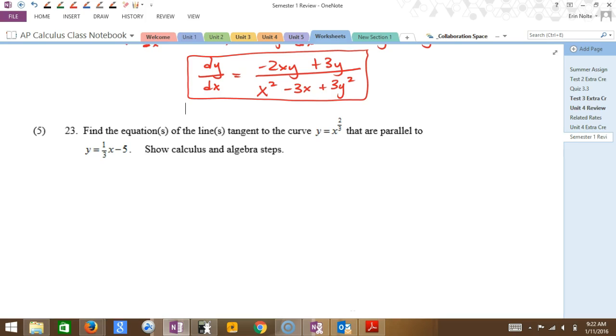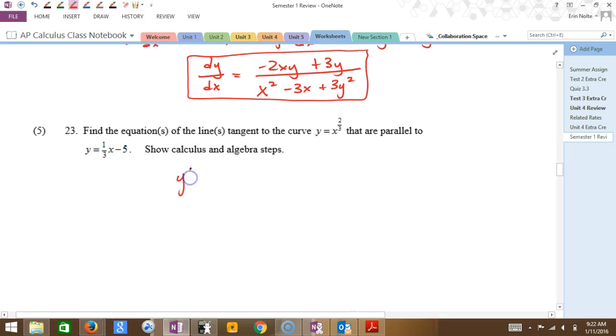Okay, so we're finding the equation of the tangent line that's parallel to the other one. So what do you have to do? You have to set the slope of this equal to the slope of that. How do I find the slope of the first line? How do you find the slope of any equation? The first derivative. Good. Okay, so I'm going to take the first derivative, and then I will set that equal to the slope of the other line.